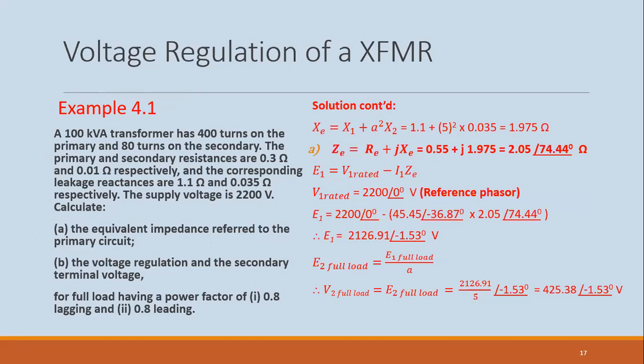All right, so if you substitute the values now, V1 would be 2000 at angle 0. That's V1 rated. And then I1 would be 5 at angle minus 36.87. And ZE, as you said before, is 25.511 at angle 65.7 approximately. So E1 works out to be 1889.256 at an angle of minus 1.87.